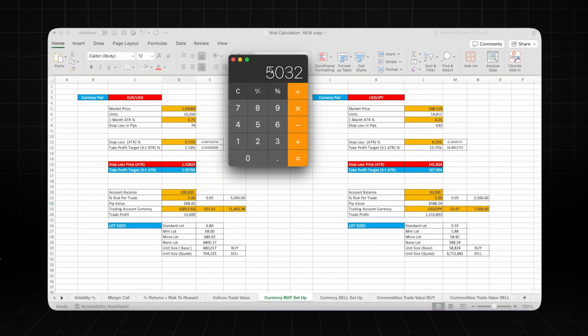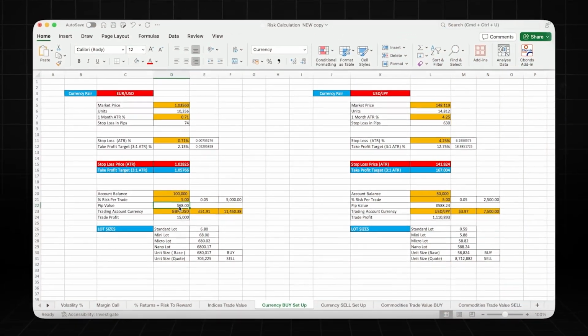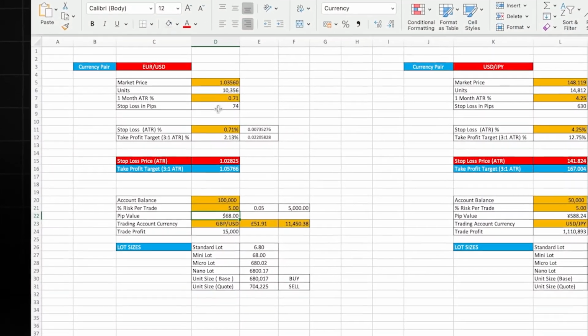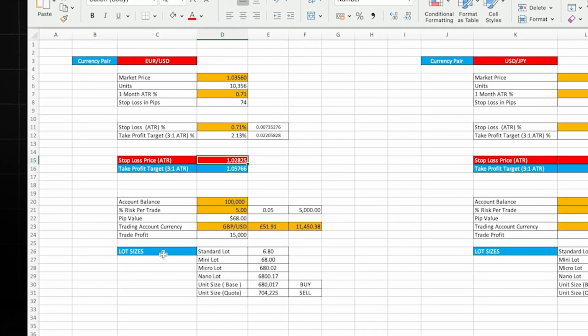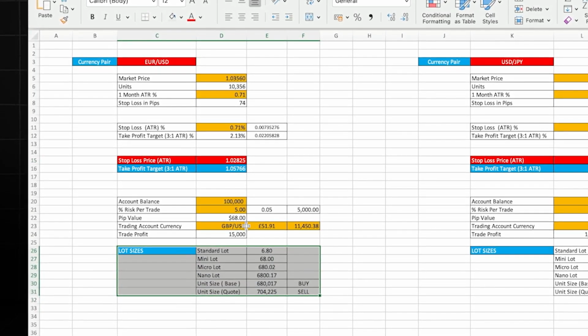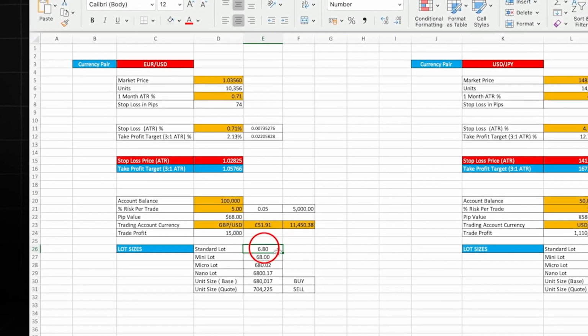Now this is very important because what it tells us automatically on the spreadsheet also is if I need to trade $68 per pip to make sure I don't go above my 5% predetermined risk and I know where to place my stop loss, okay, because it's giving me the price, now automatically I know my lot sizes. I know if I'm doing $68 a pip, well my lot size, if I'm trading a standard account, is 6.8 lots. Automatically, the spreadsheet tells you how much your lot size is based on the calculation.